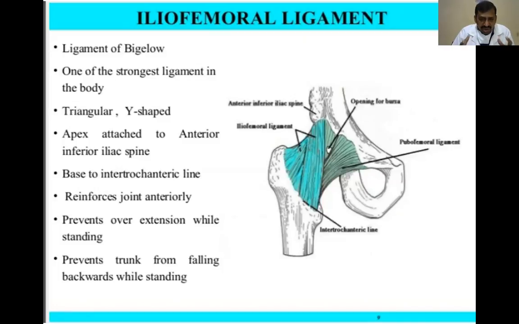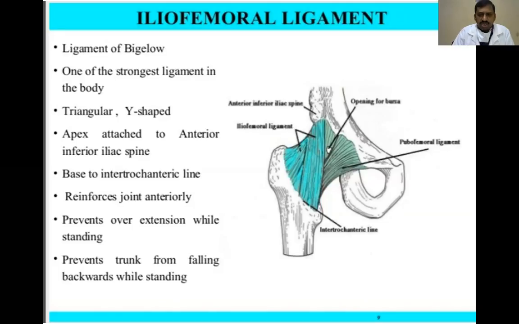If you want to stand, this ligament must be intact, and it supports our body for standing purposes. Otherwise, you may fall down backwards. That is why the iliofemoral ligament is one of the strongest ligaments of the body, and it prevents extension of the hip joint.